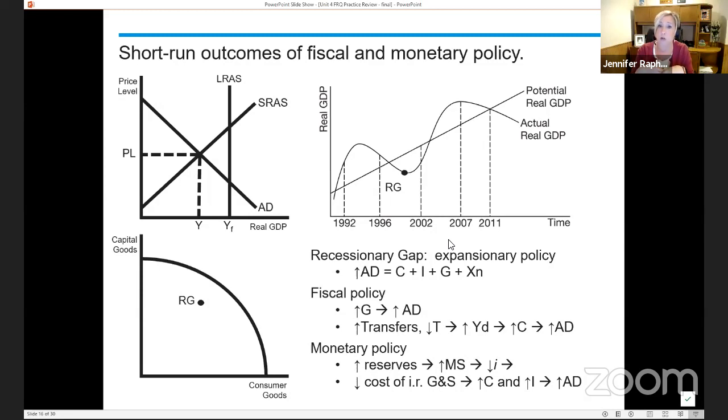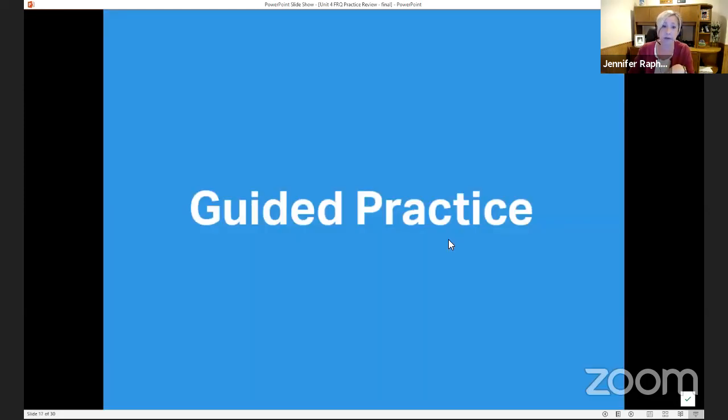So make sure you can describe exactly how fiscal and monetary policy work in order to influence short-run macroeconomic outcomes. And that is the last topic for review, and we're going to get right into these free response questions now.